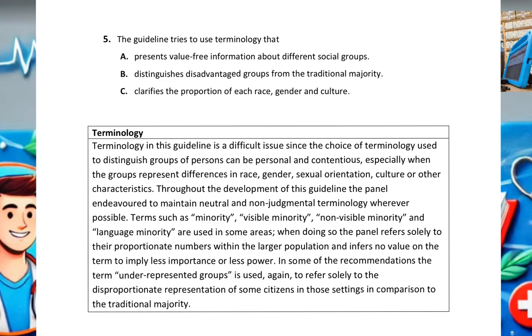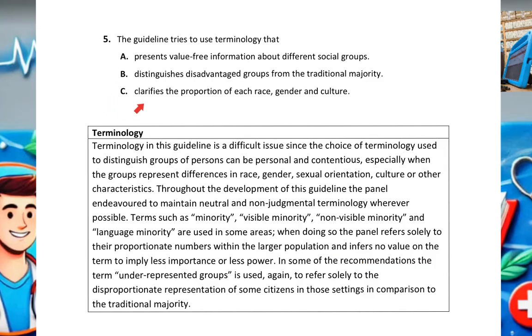Therefore, B, which states distinguishes disadvantaged groups from the traditional majority, makes it wrong. It's directly opposite because the panel tries to be non-judgmental, or they try to be neutral, okay? So they don't put any value.